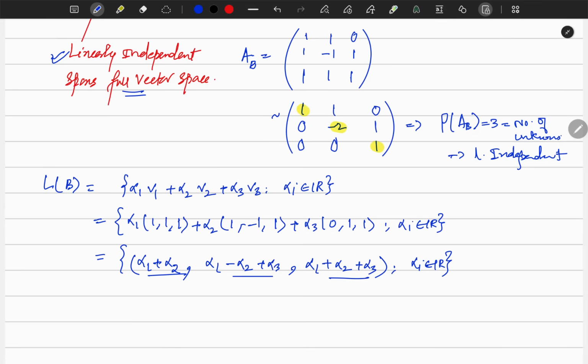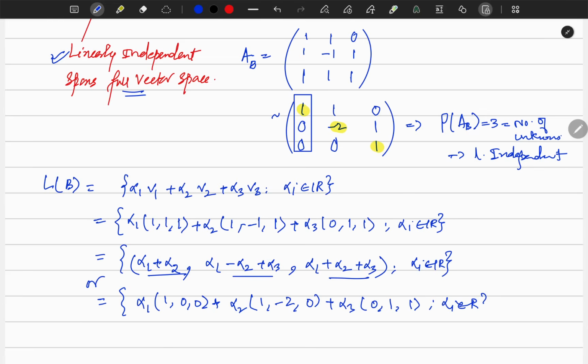And how many alphas do you require here? All 3 are unknowns, or the 3 are linearly independent. It means that its dimension is 3, alpha 1, alpha 2, alpha 3. Or you can say that it is also equal to this alpha 1 column, in which we have the pivot elements. Consider this alpha 1 (1, 1, 0), and you can write it in this way as well. So alpha 2 (1, -2, 0) plus alpha 3 (0, 1, 1). You can write it in this way as well.